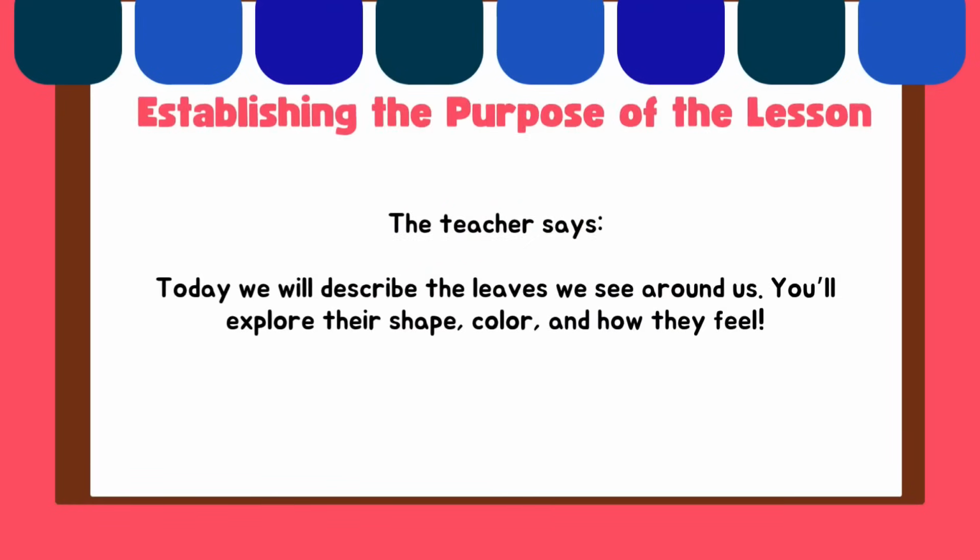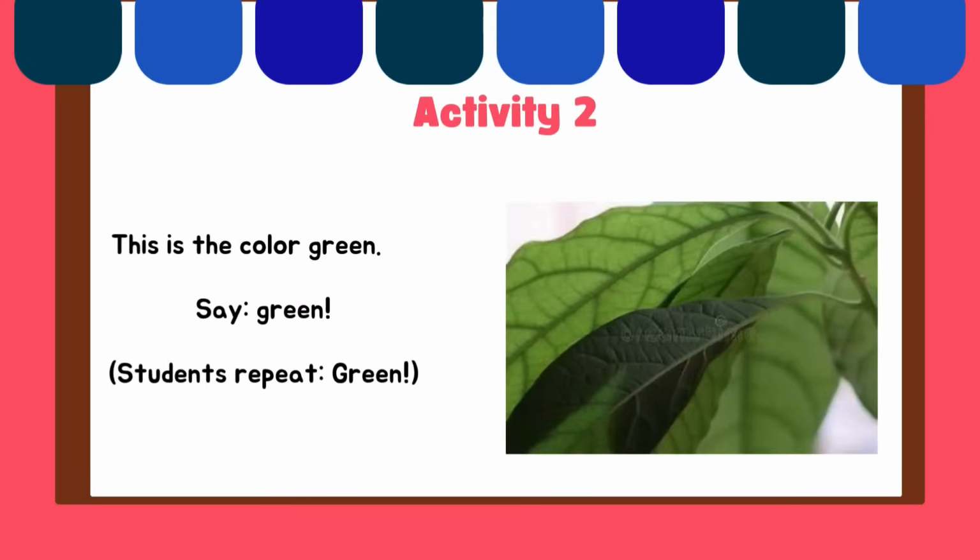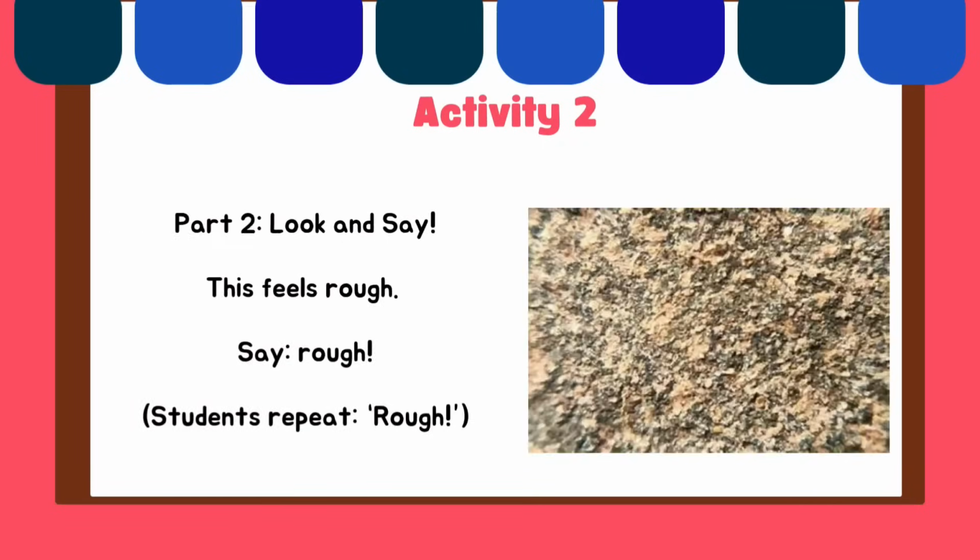Today, we will describe the leaves we see around us. You'll explore their shape, color, and how they feel. Now, look at the object I am holding. I will say the word and then you repeat after me. This is the color green. Say green. This feels rough. Say rough.